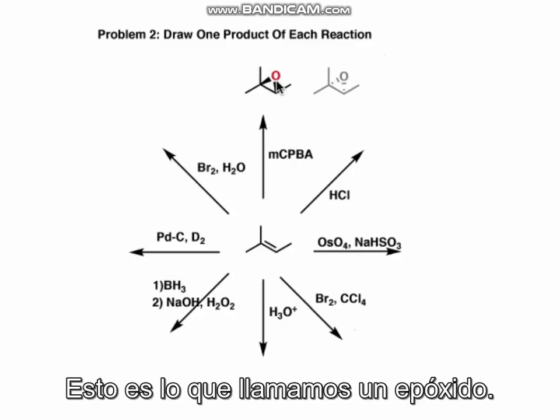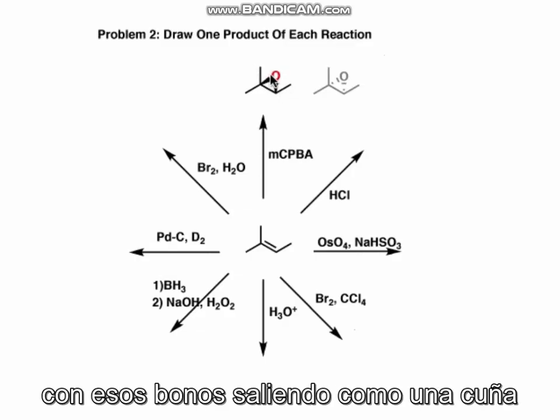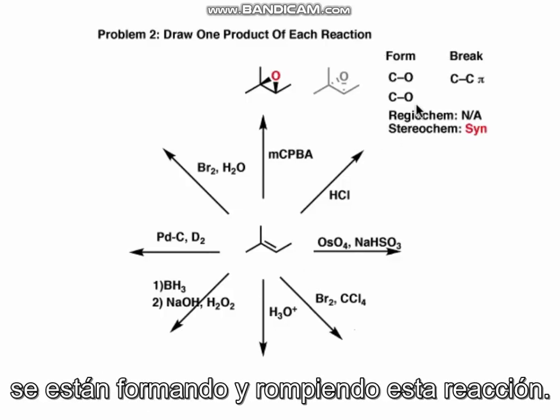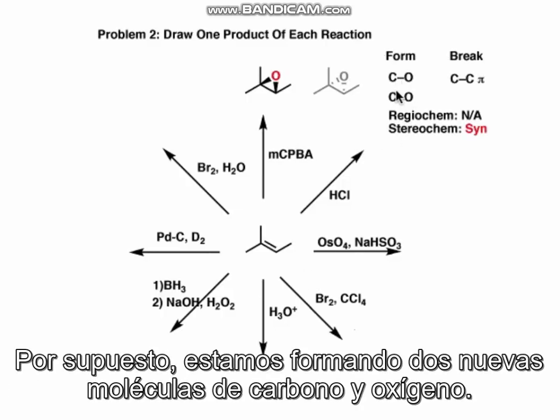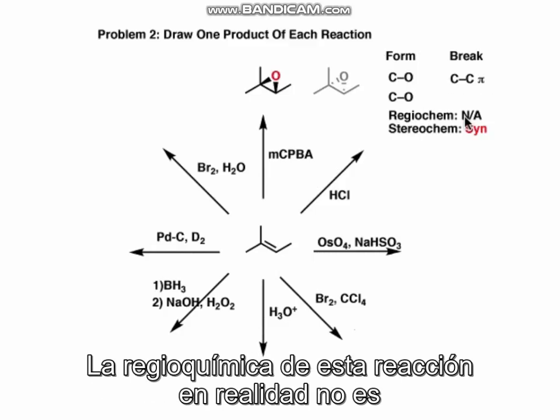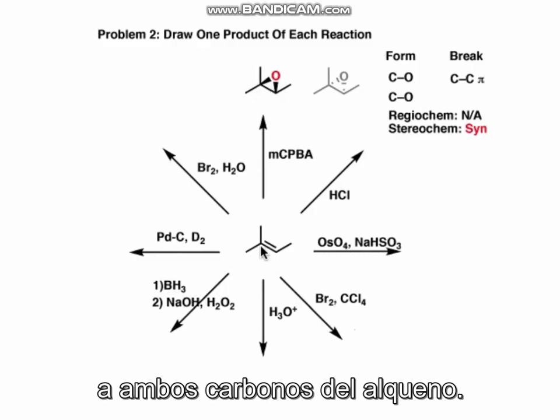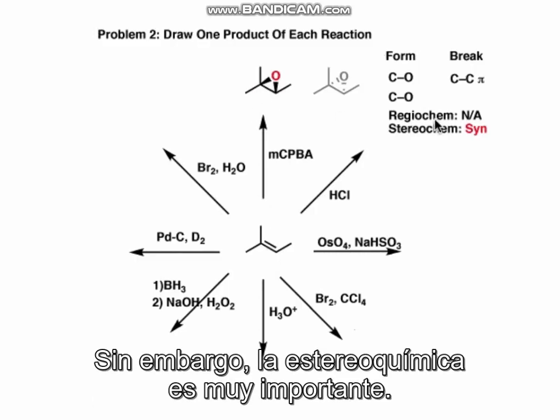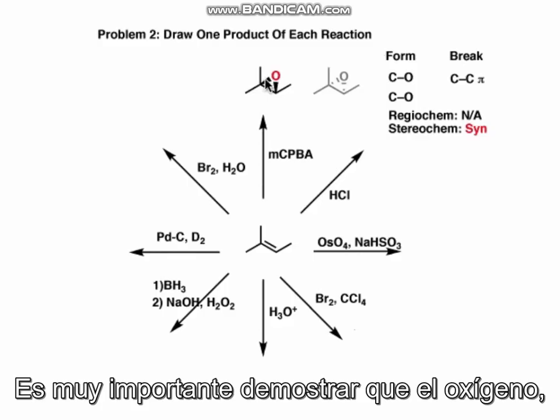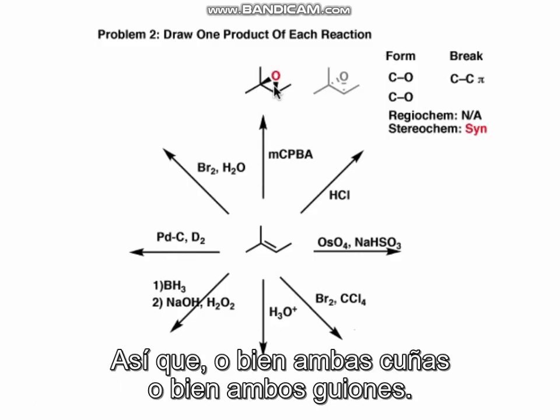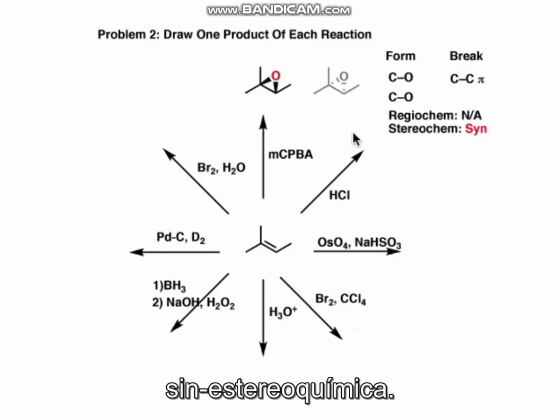And this is what we call an epoxide. It would be acceptable to draw it either with both those bonds coming out as a wedge or both those bonds coming out as a dash. And also, pay attention to the bonds that are forming and breaking in this reaction. We're, of course, forming 2 new carbon-oxygen bonds. We're breaking a carbon-carbon pi bond. The regiochemistry of this reaction is actually not applicable because oxygen, the same atom, is adding to both carbons of the alkene, so there's not really a regiochemistry issue here. However, stereochemistry is very important. It's very important to show that both new bonds to oxygen are on the same face of the alkene, so either both wedges or both dashes, and this is what we refer to as syn stereochemistry.